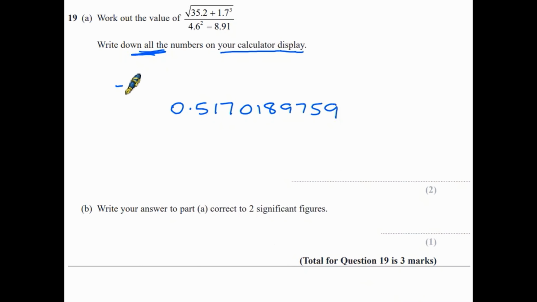Well, we look along the number until we come to a digit that is not a 0. So 5 is your first significant figure, 1 is your second significant figure, but don't forget when we're writing significant figures we have to take the rounding rules, and the next number is a 7. So your answer is going to be 0. First significant figure, a 5, and because of the rounding rules, second significant figure is the 2.